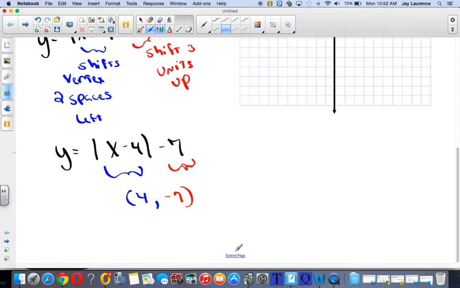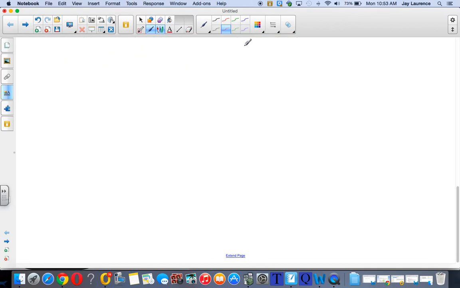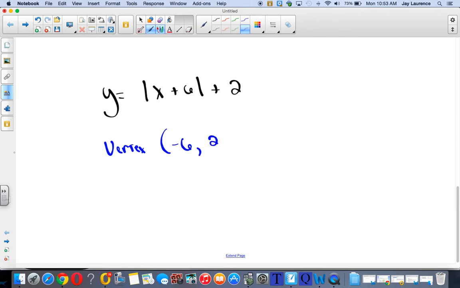Yeah. Well, tell you what, make a prediction on this. Let's make one up. Let's have y equals the absolute value of x plus 6, and then plus 2. I think my vertex should be at the point of negative 6, positive 2. That's what I guess my vertex will be.